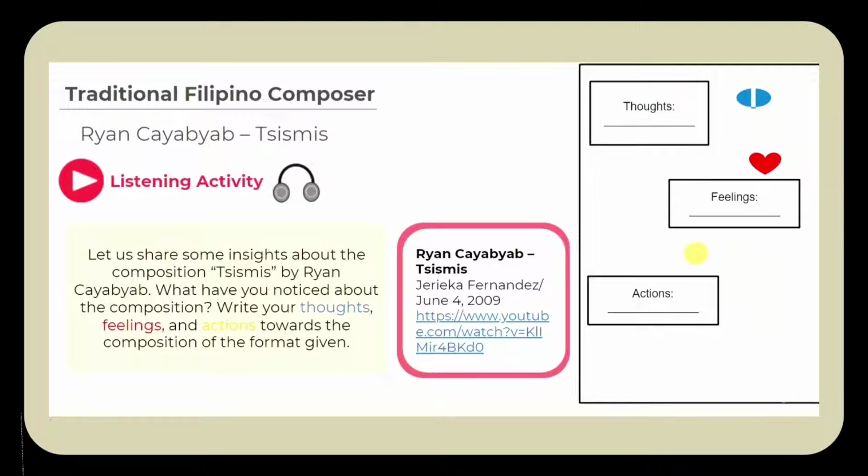Let us share some insights about the composition Sismas by Ryan Kayabayab. What have you noticed about the composition? Write your thoughts, feelings, and actions towards the composition in the format given.